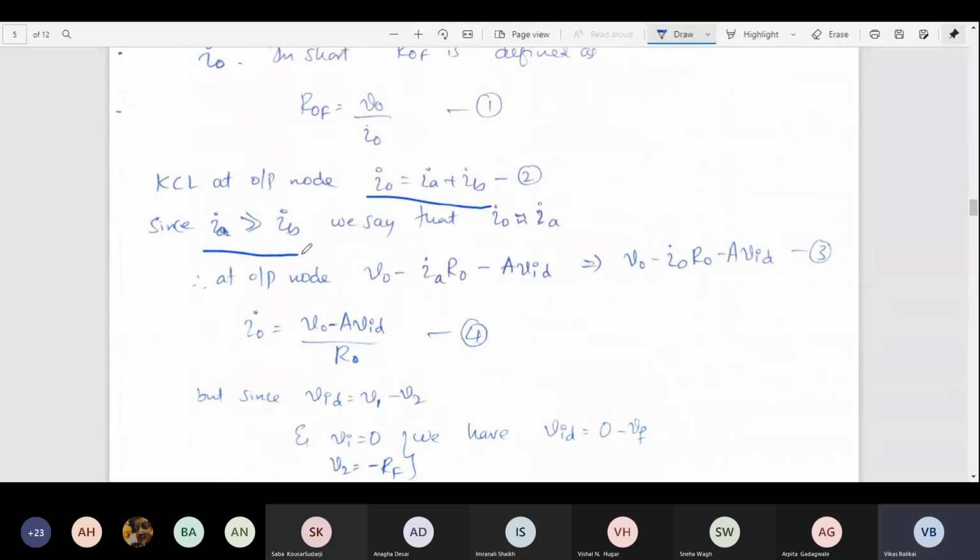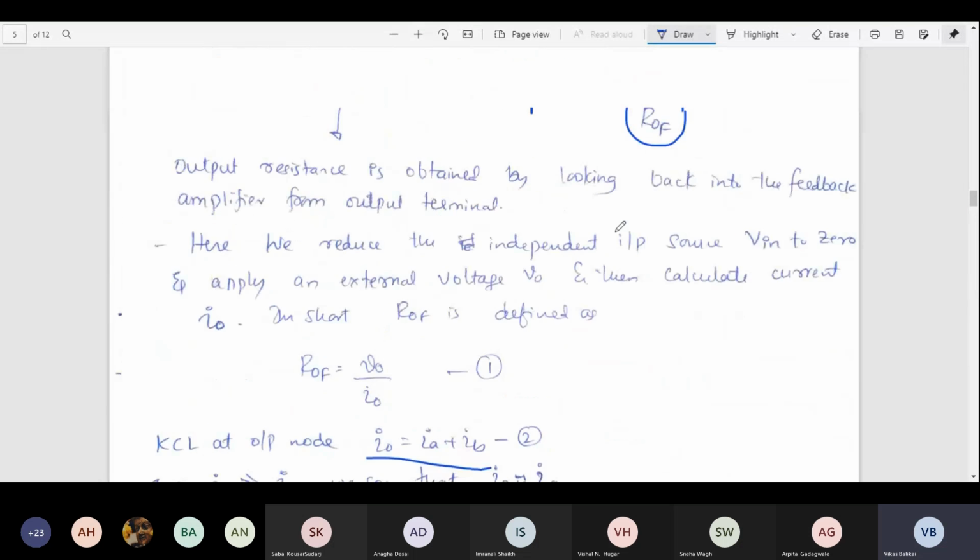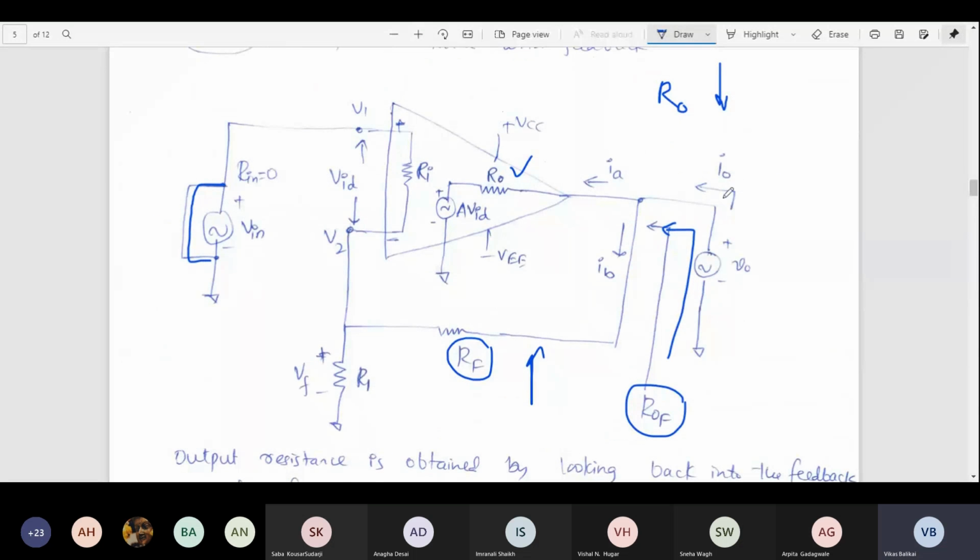IA is much greater than IB, and in that scenario I can ignore IB. Whatever output current is flowing is nothing but the IA entering the op amp, and IB can be neglected because RF is very large. So I naught is approximately equal to IA. That's what I am going to get.